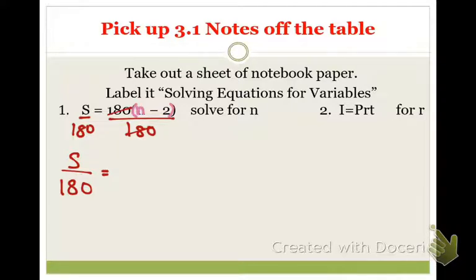So S over 180 equals n minus 2. So I drop the parentheses because I have nothing else on that side besides n minus 2. So then what do I need to do to get n by itself? Add 2.